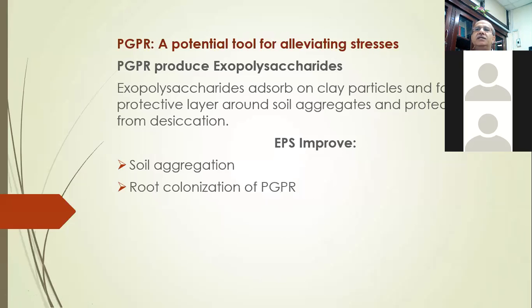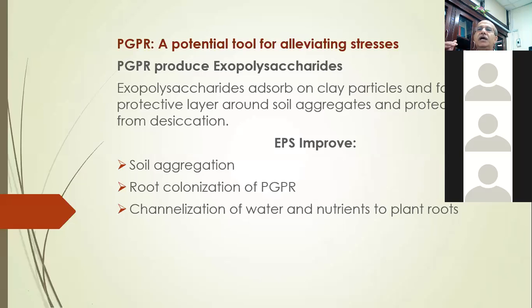So exopolysaccharides help the PGPR to colonize on the plant roots. I have already explained that. Please mute your mics. If PGPR can colonize the roots better, they can have better effects on plant growth. So exopolysaccharides help in better colonization on the plant roots, and they help in the channelization of water and nutrients to plant roots. They help the plant to get more water and nutrients.